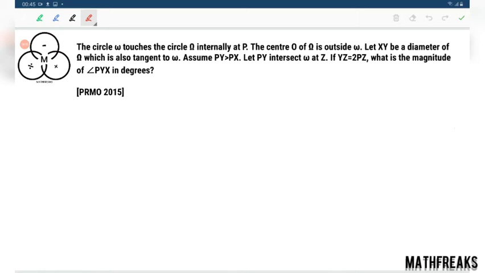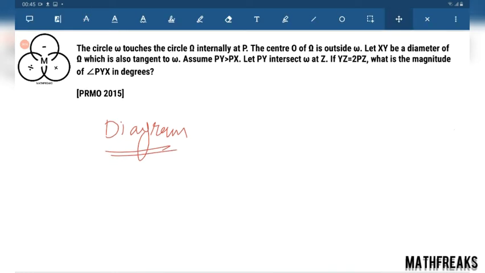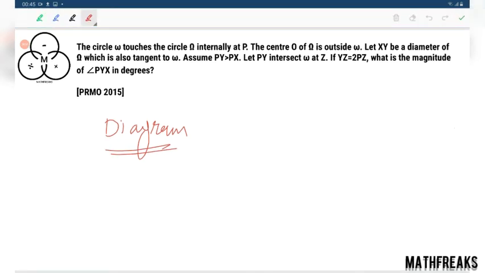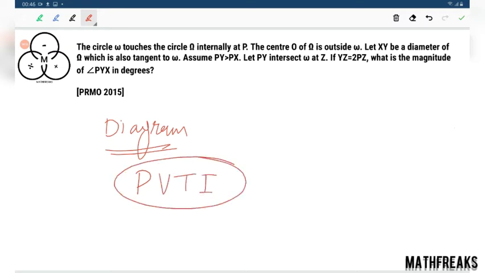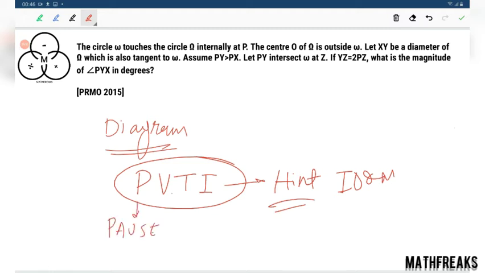First thing that we need to do is a proper diagram. I would say PBIT, which is the major hint for cracking IOQM. Its full form is: pause the video and try it.